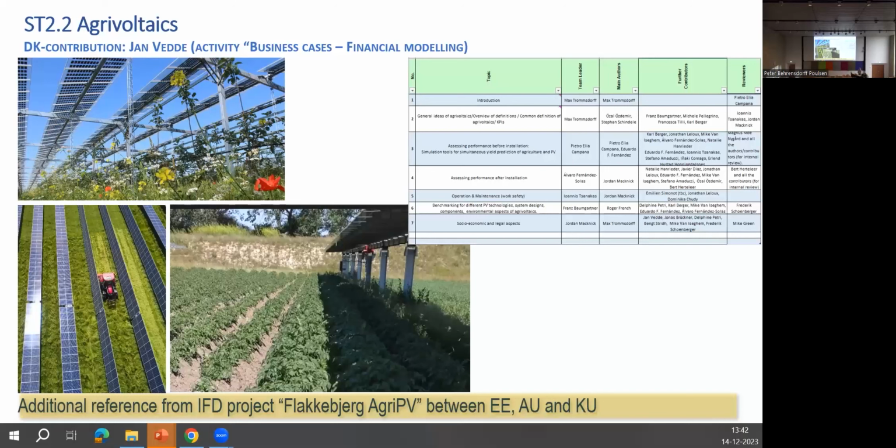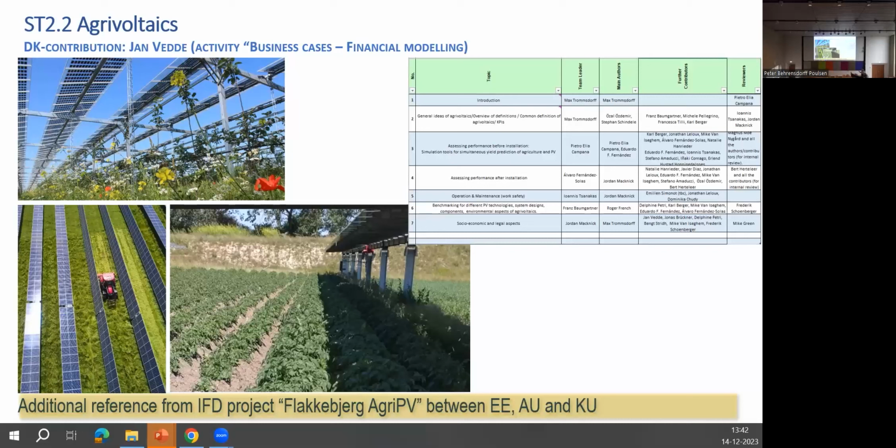Agrivoltaics is another topic within task 13. I'm trying to contribute and have just delivered a chapter on financial modeling on agro PV systems.